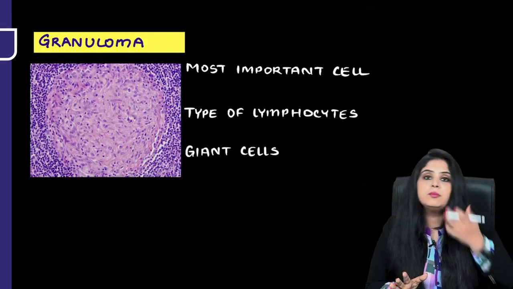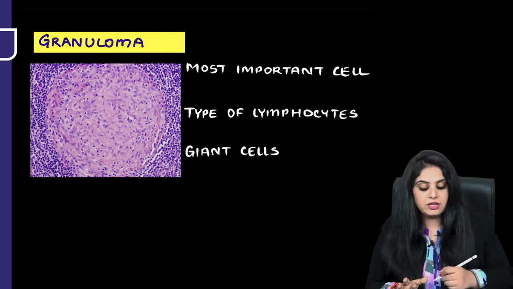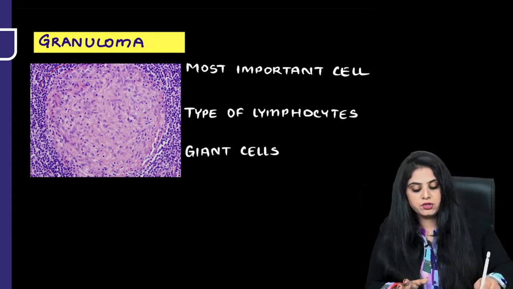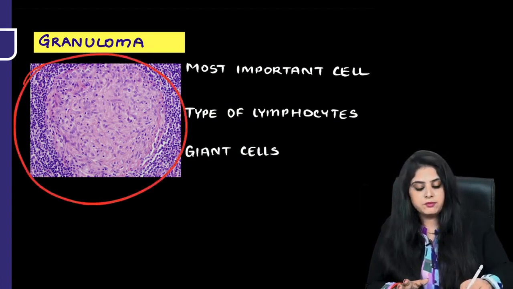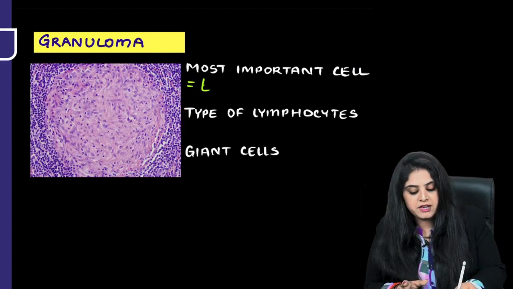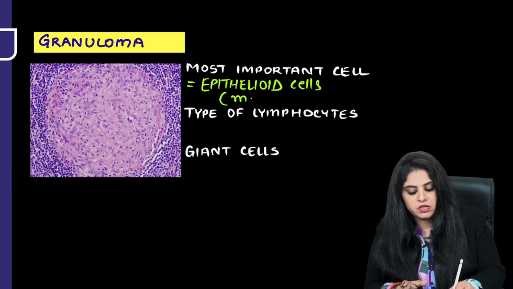We all know that a type of chronic inflammation is granuloma. So in granuloma, what is the most important? How did I pick this up? Most important cell of a granuloma, guys, is a PYQ, and that is known as epithelioid cell. Firstly, what is an epithelioid cell? It is nothing but a macrophage. It is nothing but a modified macrophage.